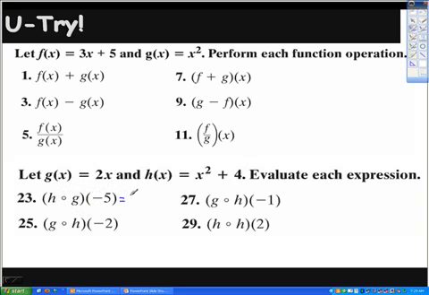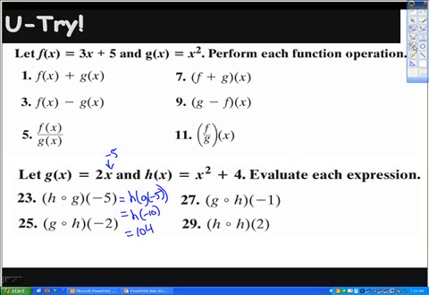I like to use the other notation, so that's the same as h of g of negative 5. So what we're going to do is find g of negative 5 first. That's like putting a negative 5 into the g function and seeing what I get. Well, that's negative 10. Now I'm going to take that value and put it into the h function. So if I was writing all this out, I'd say g of negative 5 is negative 10. So I replace the g of negative 5 with negative 10, and now I do h of negative 10. Well, if I put negative 10 into the h function, I get 100 plus 4, or 104.